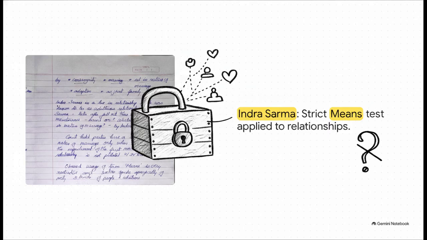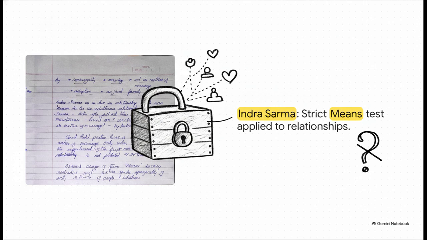Let's look at this principle in action with the fascinating Indris Sarma case under the Domestic Violence Act of 2005. The act stated a domestic relationship means a relationship between two persons related by consanguinity, marriage, a relationship in the nature of marriage, adoption, or as a joint family. Notice that restrictive word means. Because of it, the court had to strictly limit a domestic relationship to only those 5 specific ties.